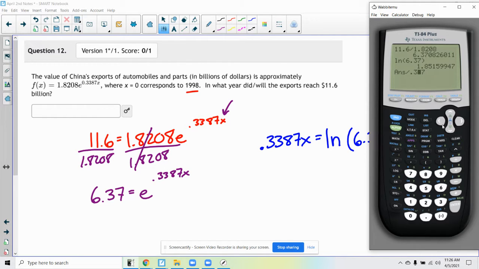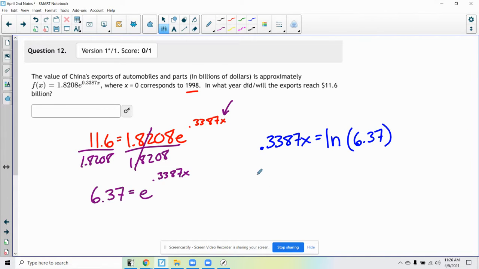I get 5.467. So this is going to be x. So it's 5.467 years after 1998. So just add 5, you get 2003, sometime in 2003. Okay, don't worry about the decimal, it's just sometime in that year. They asked for the year.